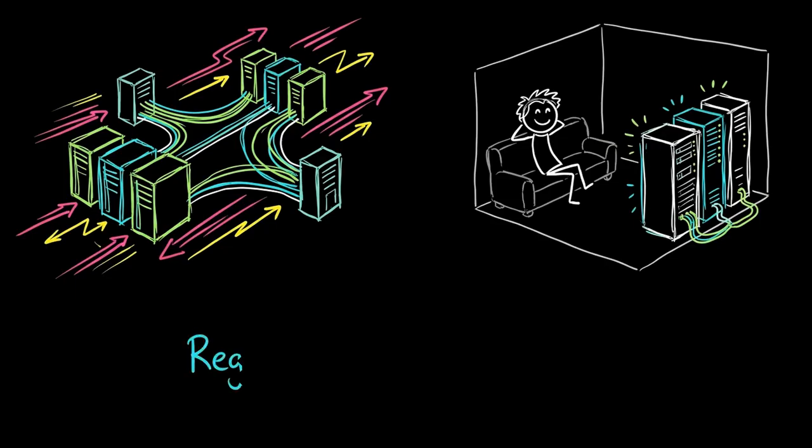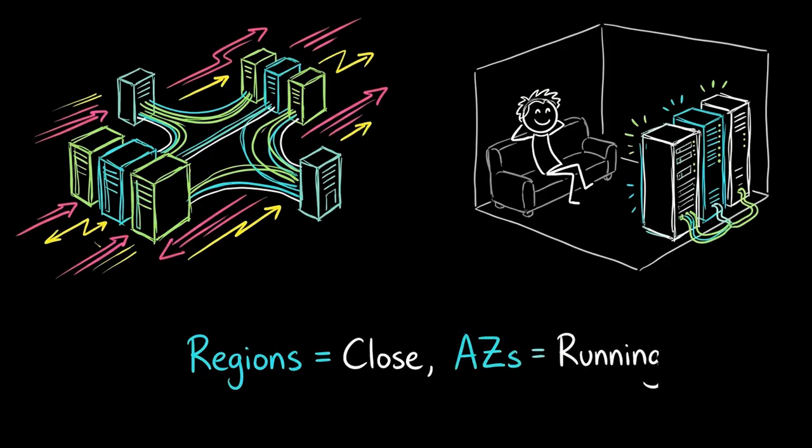That combination is the magic of AWS's physical design. Regions keep your application close to your users. Availability zones keep your application running when hardware fails, buildings lose power, or disasters strike.